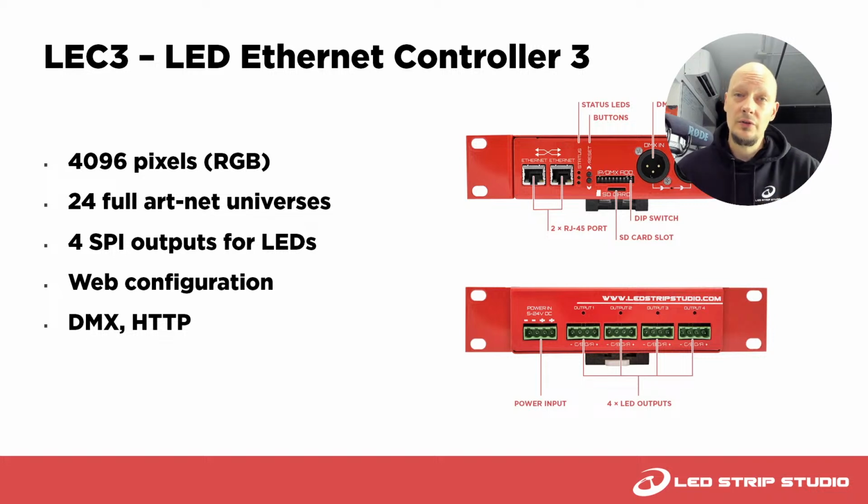For those of you who are working with ArtNet regularly, it means 24 full ArtNet universes. It has 4 SPI outputs, which you can see on the rear, and those 4 outputs can have different ICs selected. You can have different chips that your LED strips have, so you can combine multiple strips.